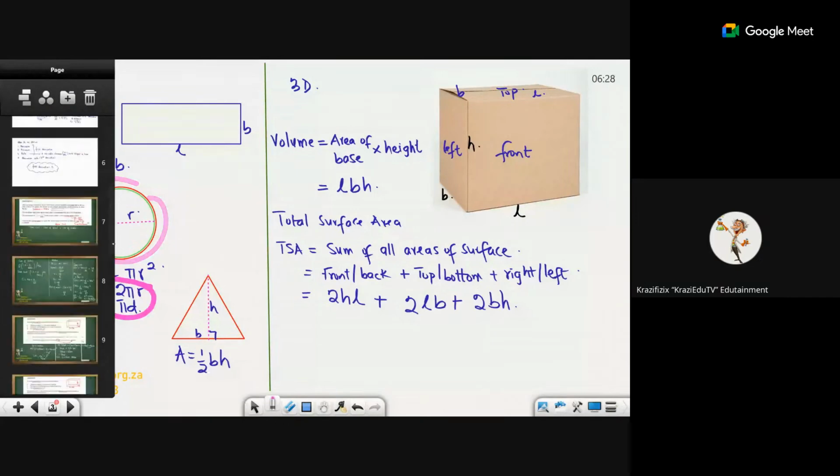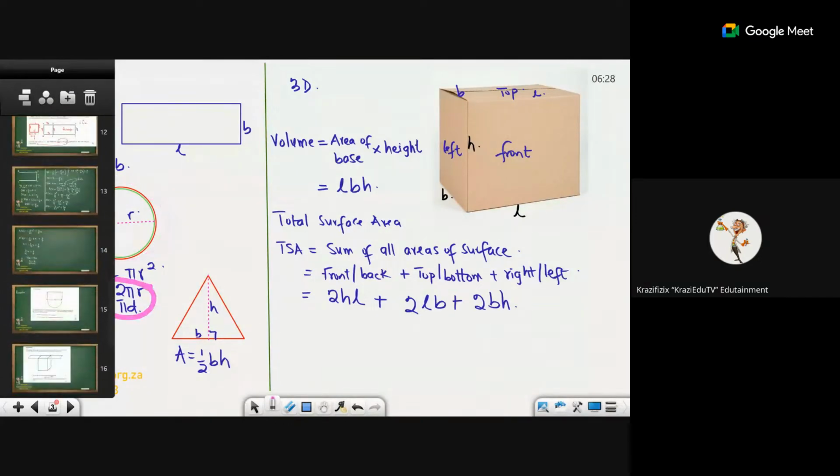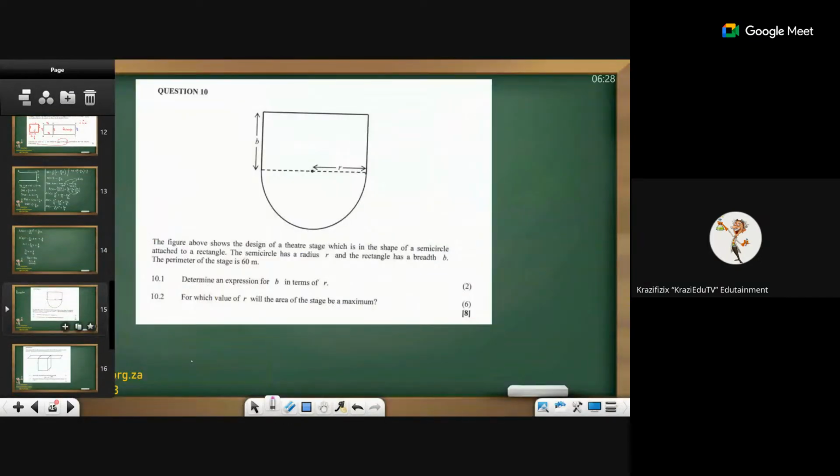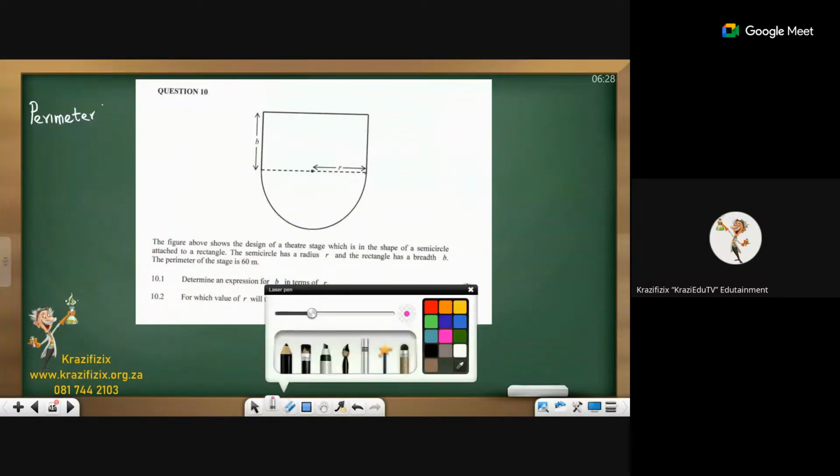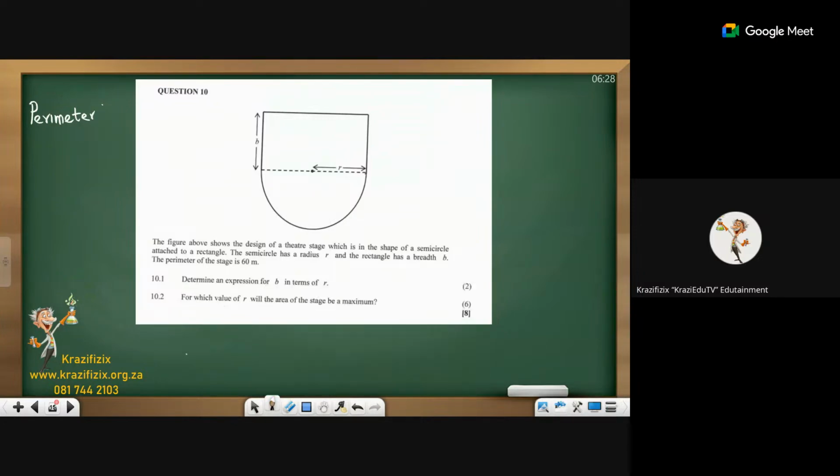Good, good, good. This note is good. Check my other videos and other questions I have done, and you'll be able to walk through. Find an expression for B in terms of R. Okay, let's see. And it's 2 marks. B in terms of R.